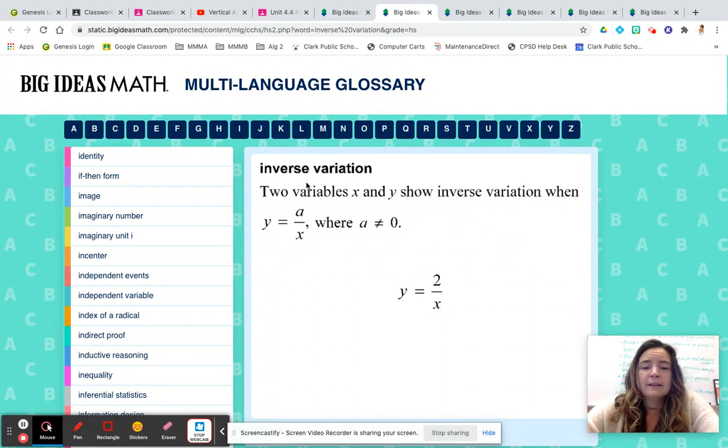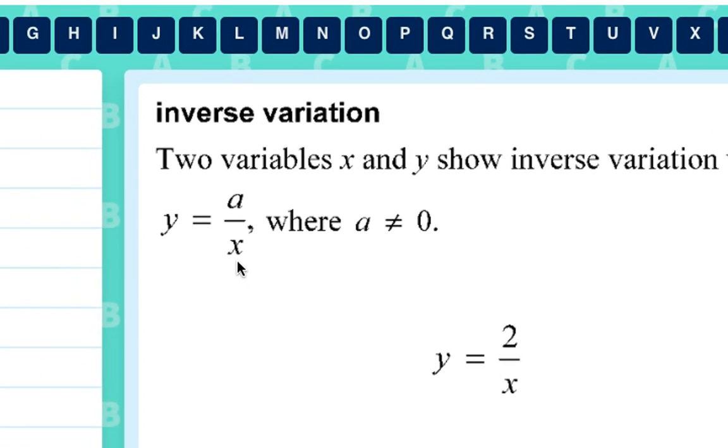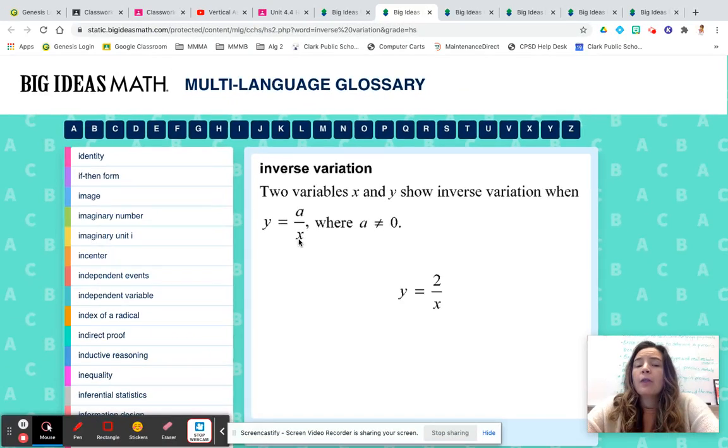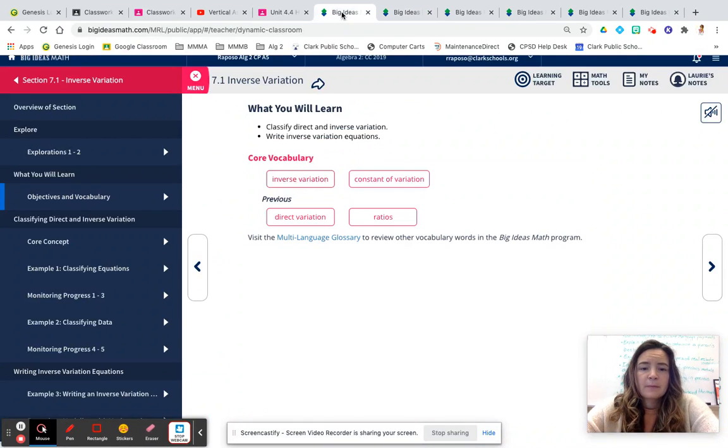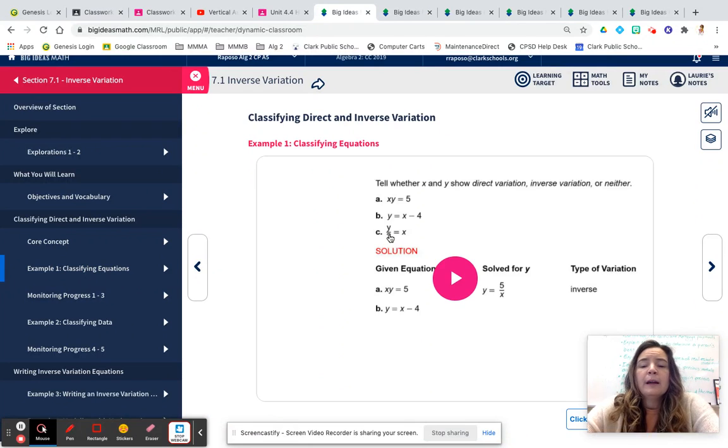Now, inverse variation is the inverse of that. It's the flip of that. So it's going to be y equals a over x. So it's division instead of multiplication. X is going to go on the bottom of a fraction or ratio. And again, a is a number, so they're showing you an example here. Y equals 2 over x. And again, x is on the bottom. It is division.